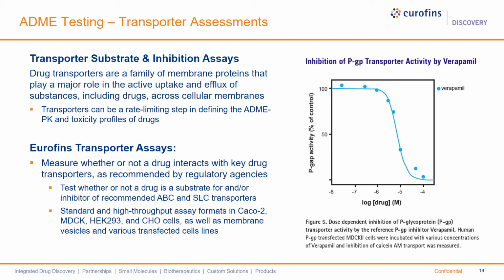So Eurofins offers a variety of transporter assays across a fairly broad portfolio of different transporters. And this can evaluate whether or not a drug interacts with a key transporter, either from the perspective of being a substrate or an inhibitor. And so we can look at different transporters in different classes. For example, there are the ABC type transporters, as well as the solute carrier or SLC transporters. And we can do this in a high throughput format. So this allows rapid profiling of a large number of compounds.